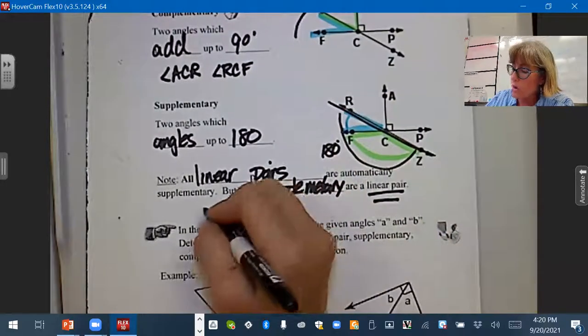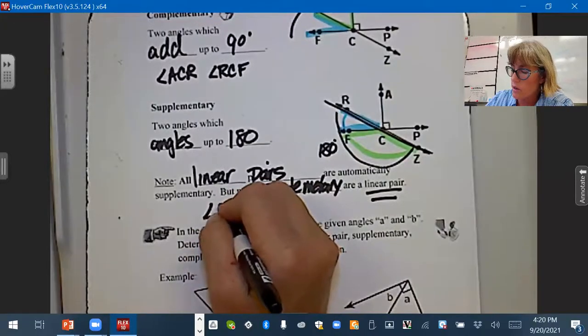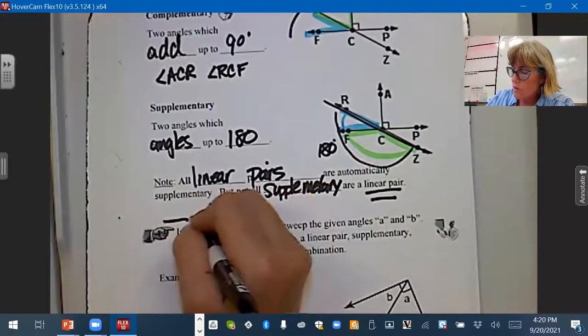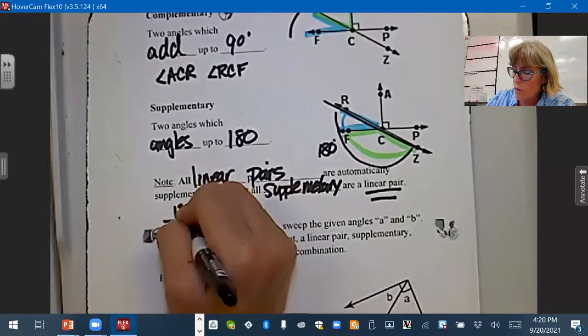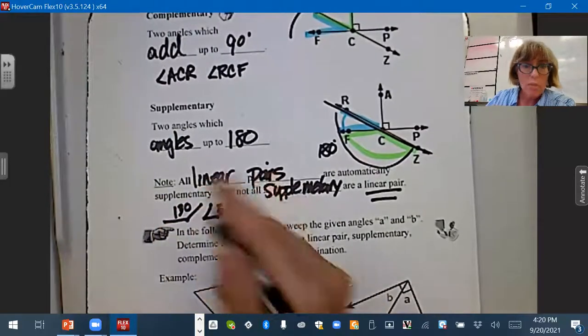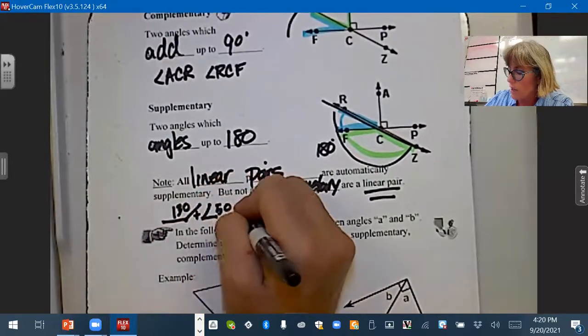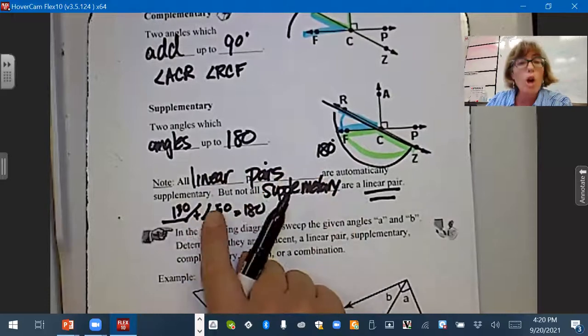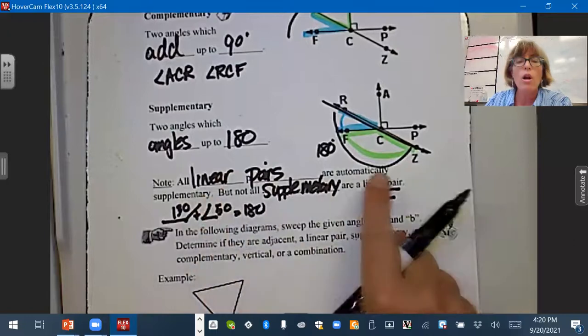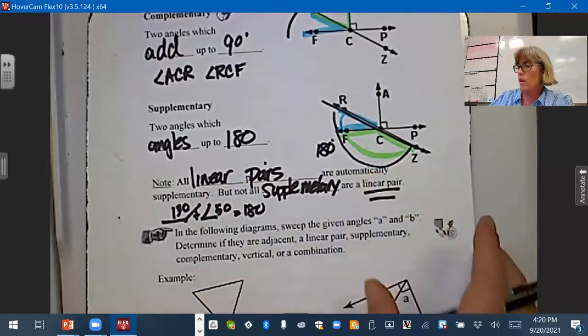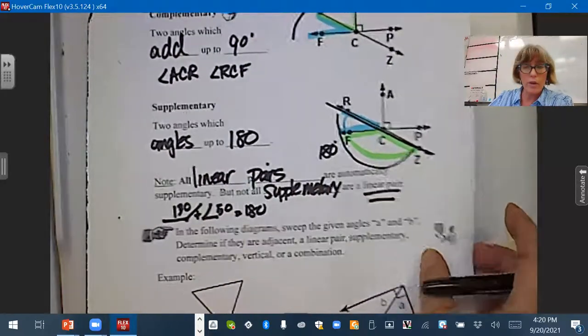But I could have two angles. Let's say this angle is 50 and this angle here is 130, and they're not adjacent, but I would say that they do add up to 180. So I would call those supplementary, but not a linear pair. So all linear pairs are automatically supplementary, but not all angles that are supplementary are linear pairs.